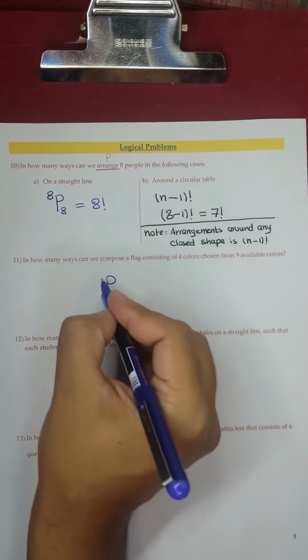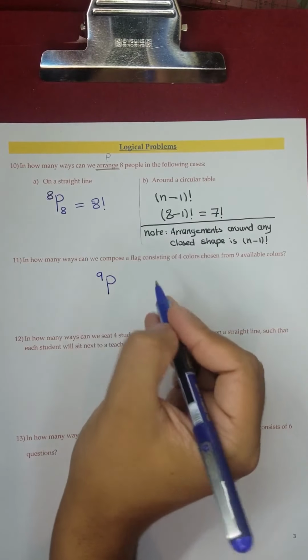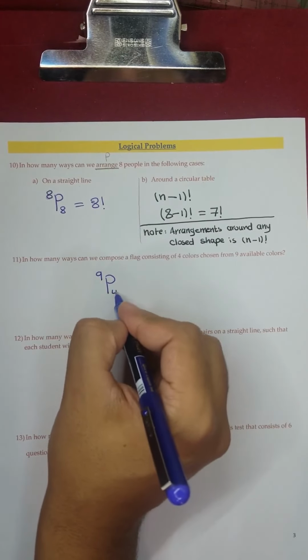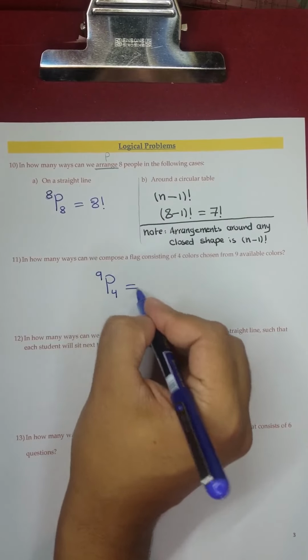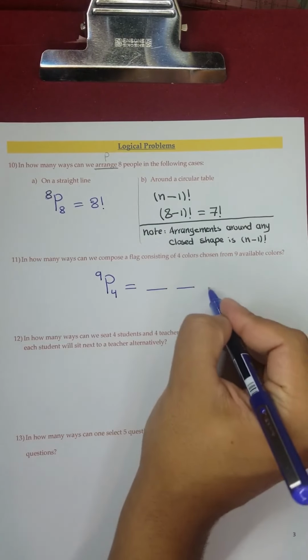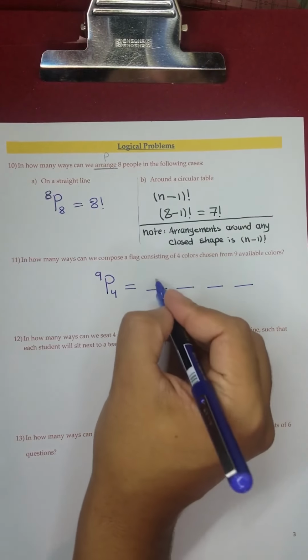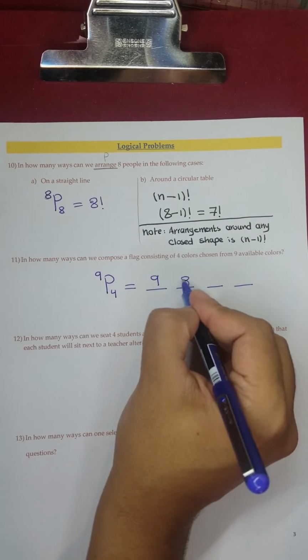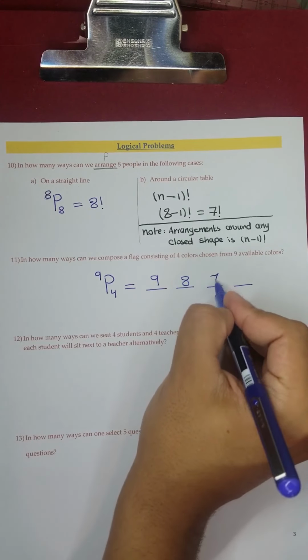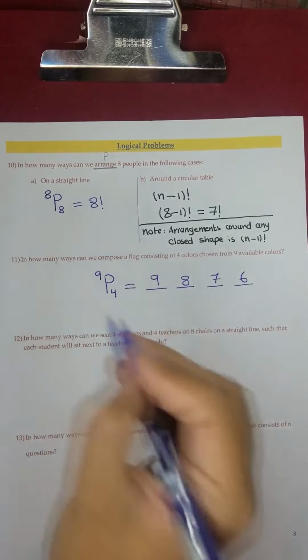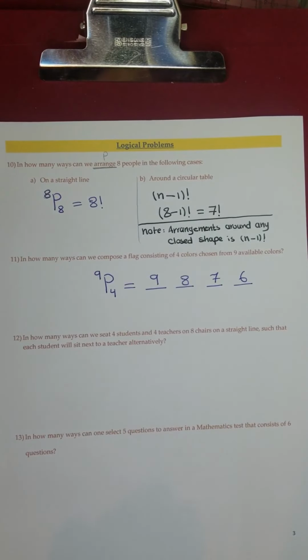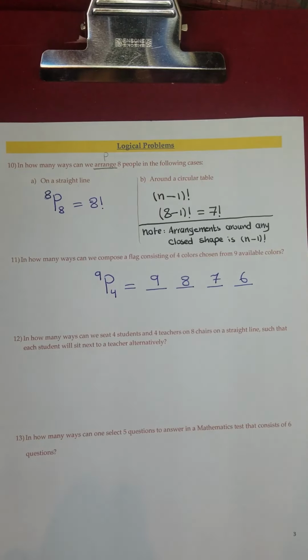Of how many colors? 9 colors. And how many do we want to select from them? It's 4. Or you can say it is 4 actions, 4 colors. Here we have 9 choices and then 8 choices, repetition is not allowed, and then 7 choices and then 6 choices. Both answers suffice. They're both good.